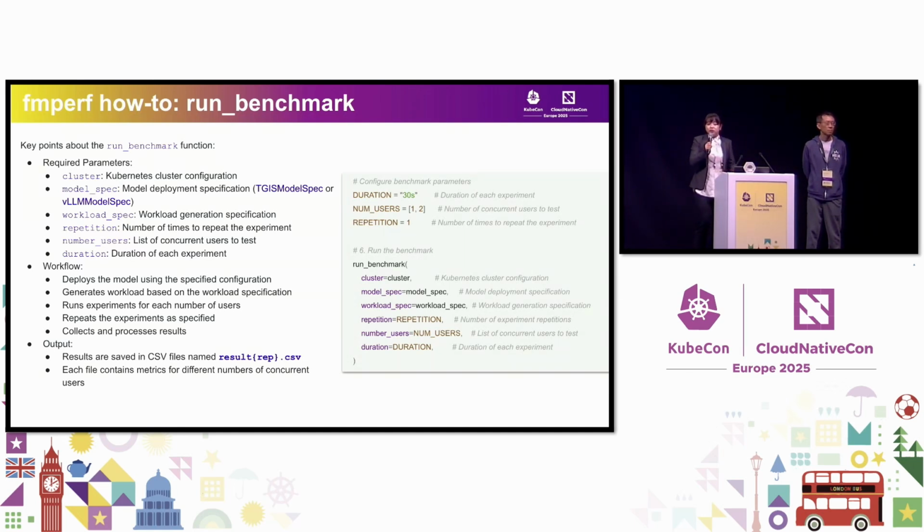And then the only function you need to call is called run benchmark. So basically, you pass the cluster, model spec, and workload spec into this function, and then you configure how many times you want to repeat the experiments, how many concurrent users you want to emulate or simulate in your benchmarking, and how long you want to run the experiments. Then the Fmperf library will help you go through the workflow of deploying a model server, generating the workload, and running evaluator pods to collect the data. And finally, you just need to check the data.